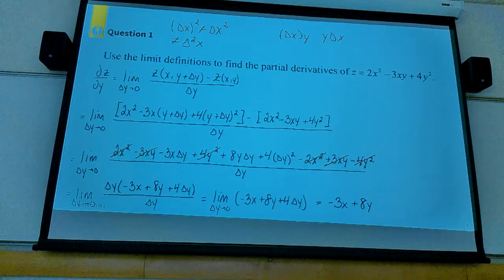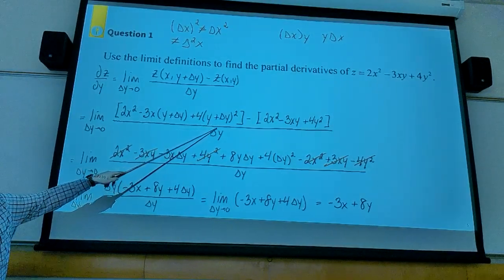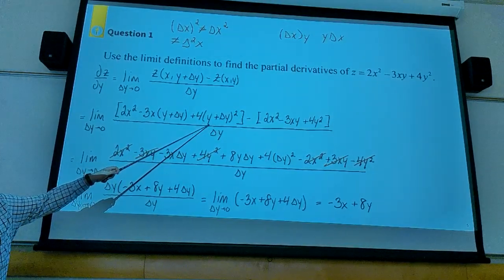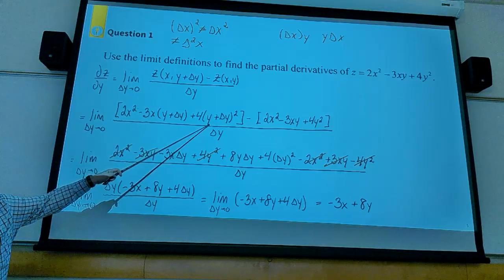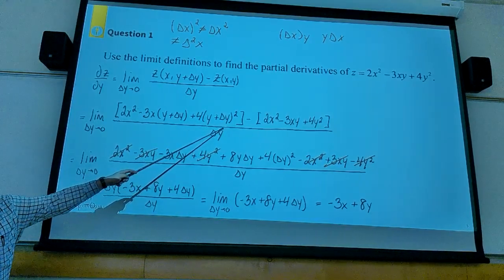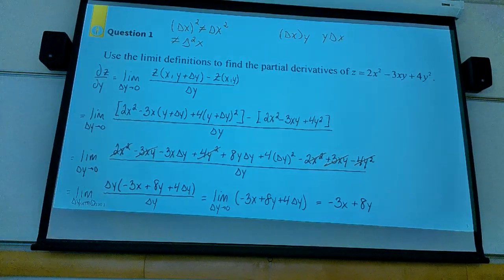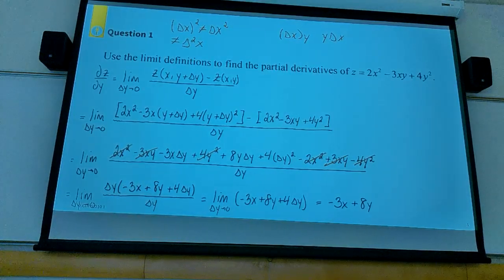I have a question. Why is that 8 and not 4? Like, I thought 4 for some reason. Where? For the 8y delta y. So when you expand this term out, y squared plus twice their product, 2y delta y plus delta y squared, then distribute the 4 through. Because that middle term gets doubled, that's why it's an 8.